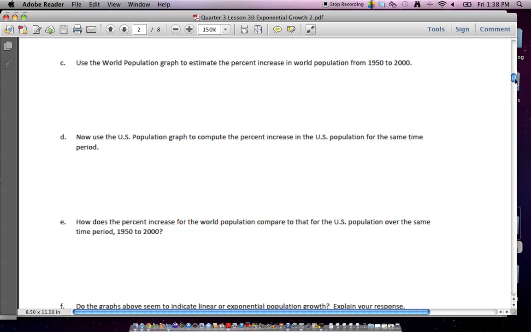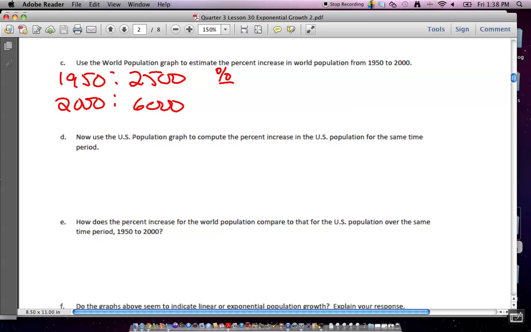Now, I'm going to need Supergirl to give me some numbers here. Let's look at the world population graph. Tell me the population in thousands of millions in the year 1950. What do we get? 2,500. And what about the year 2000? 6,000. Okay, good. Now, if I'm going to do percent of increase, we don't really do percents this year. You're expected to know that by now, but it helps to do a few problems every now and then just to keep it sharp. That's 2,500 and 6,000.